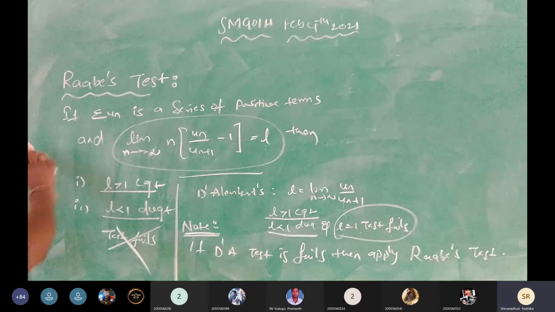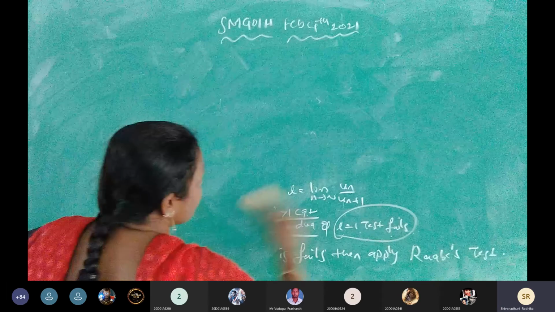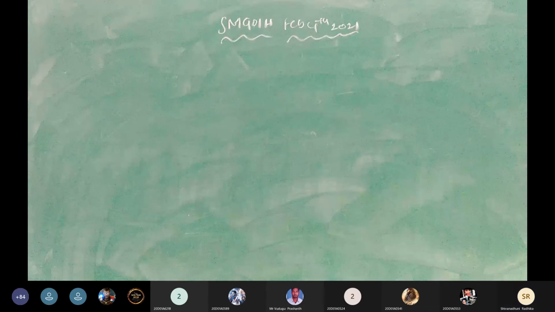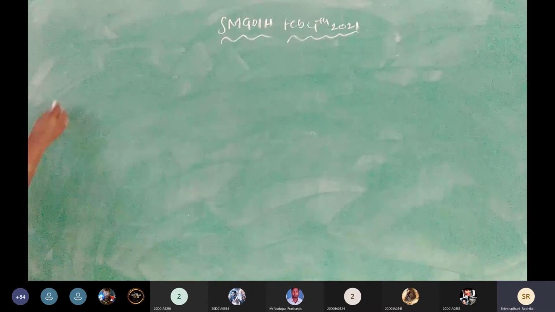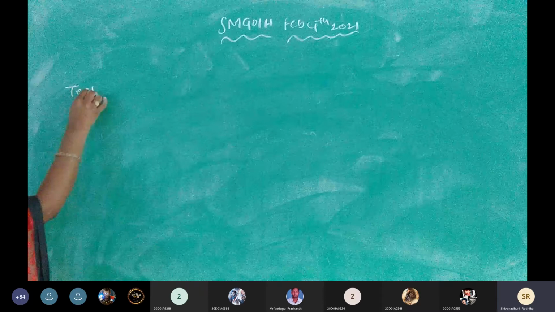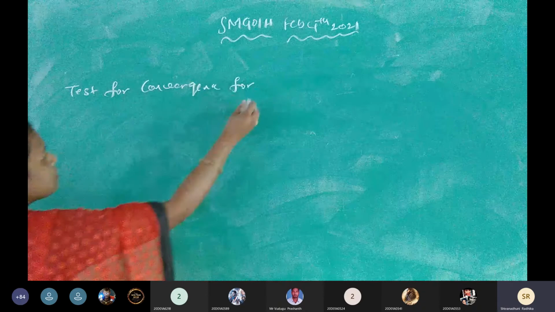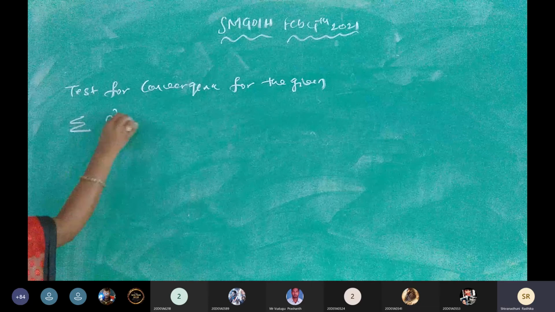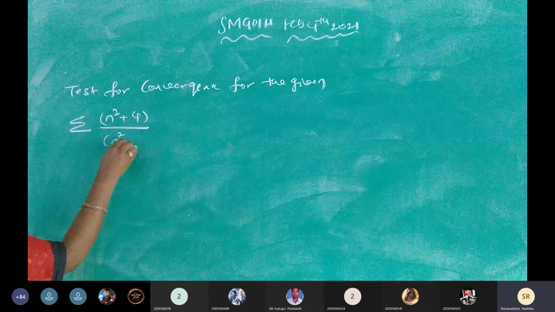Now we see the small problem about Raabe's test. That means a combination of Raabe's test and D'Alembert's test. Test the convergence for the given series, summation of (n square plus 4) by (n square minus 1).